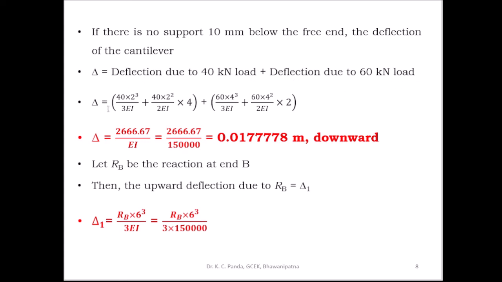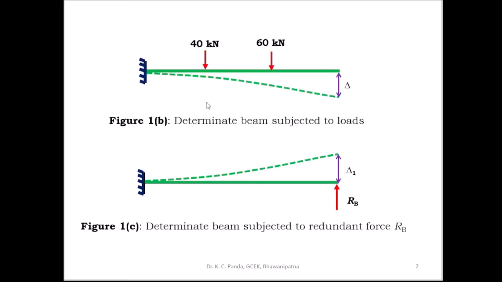So delta is equal to, due to this load, what is the deflection here, then what is the slope here, then you have to find out the deflection at the free end. Similarly, due to this load, you have to find out the deflection just below the load, and the slope below the load.